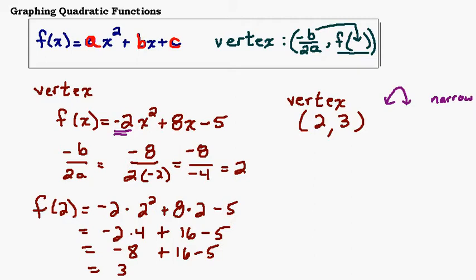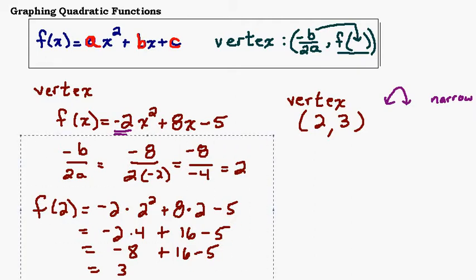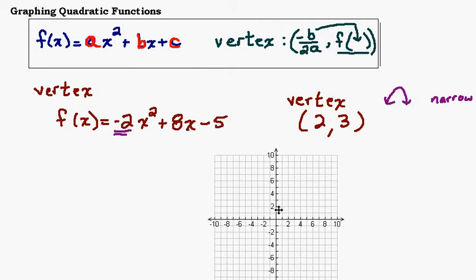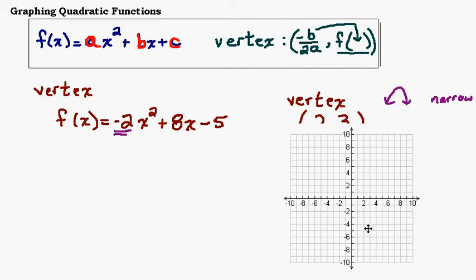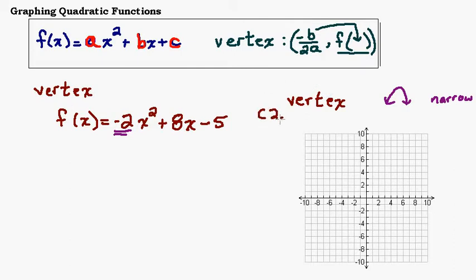Alright, let's see if we can draw a graph of this. I'm going to erase this part right here, so if you need that, go ahead and pause the video right now. Let's see if we can pull in a graph. Let's make it a little bit smaller so it fits. I'll just rewrite my vertex. We'll put it right there. Okay, so my vertex is at 2, 3. We'll go ahead and plot that first: over 2, up 3.